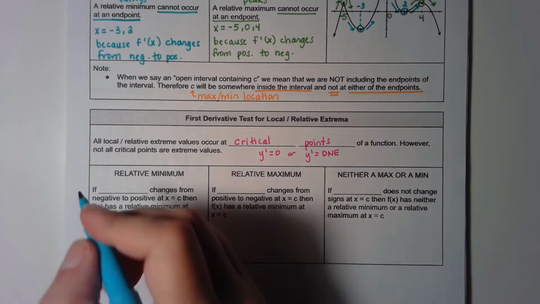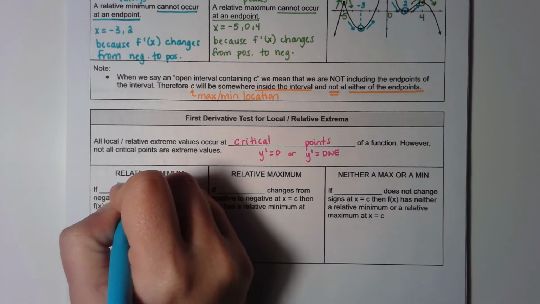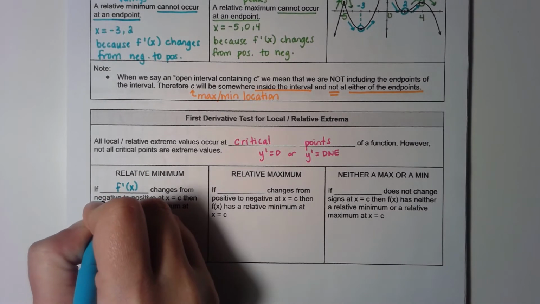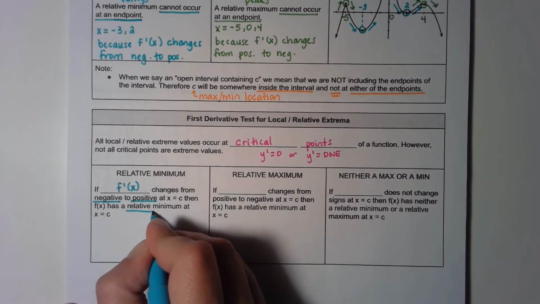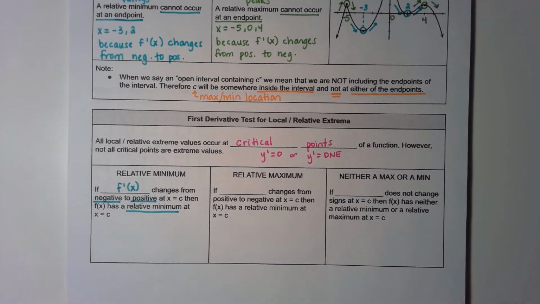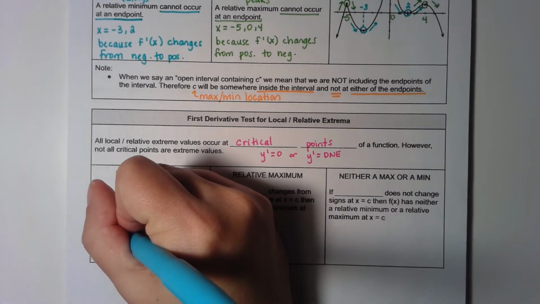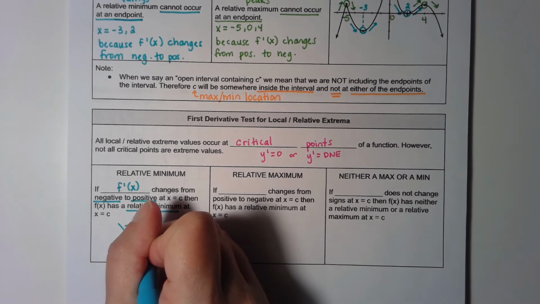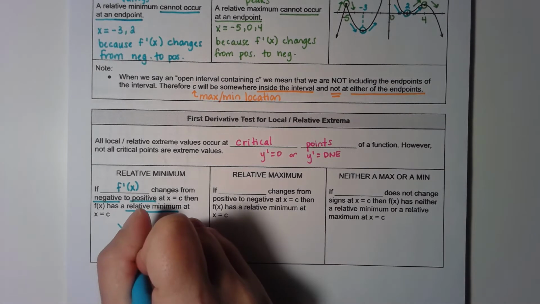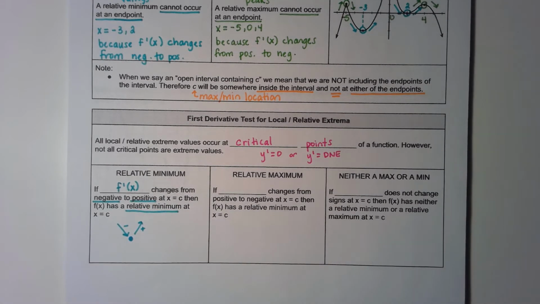If your first derivative, so f prime of x, changes from negative to positive at a certain value c, then your function has a relative minimum at that value. And if we picture this in our head, changing from negative to positive means you're changing from having a negative slope to having a positive slope. And you can see that at the point where we switch, there would be a minimum on the graph.